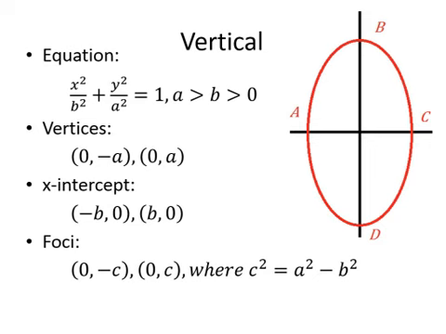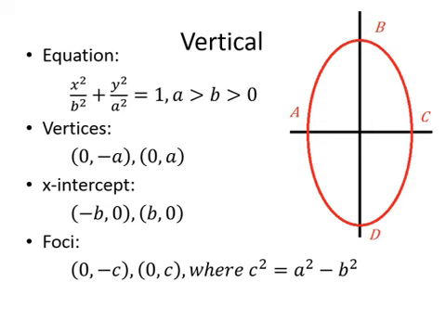Now, if it's vertical, everything's just switched. It's x squared over b squared plus y squared over a squared equals 1, in which a is again larger than b, so the bigger number. If the bigger number is underneath the y, that means it's going to be vertical. If the bigger number is underneath the x, it's going to be horizontal. And now all your points basically have just switched.